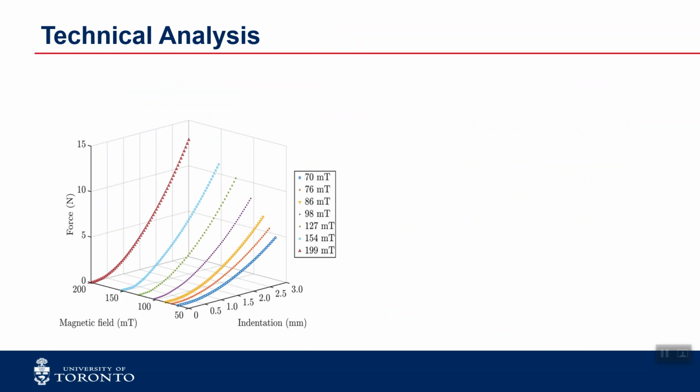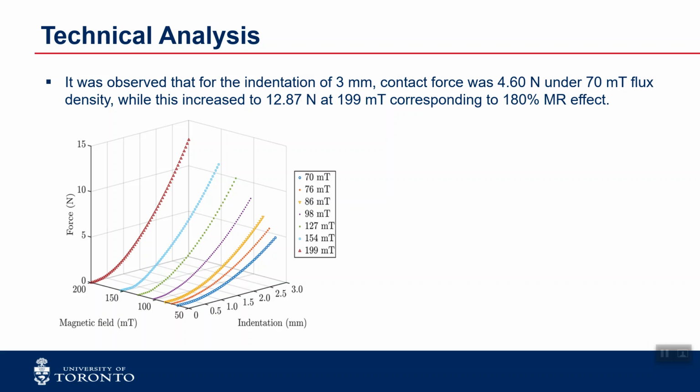This beautiful graph was provided by the authors, which is the variation in the force with the indentation, which is sort of the deformation that's being applied on the MRE. This is provided in different magnetic field intensities. It was observed that for the indentation of 3 mm, contact force was 4.6 N under 70 millitesla flux density, while this increased to 12.87 Newton at 200 millitesla, corresponding to 180% MR effect, or increase in the force.